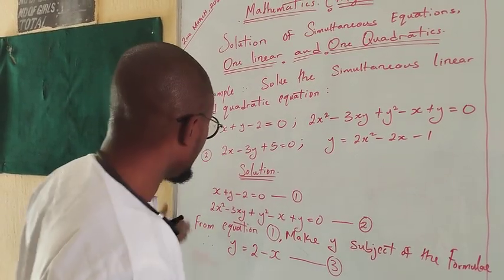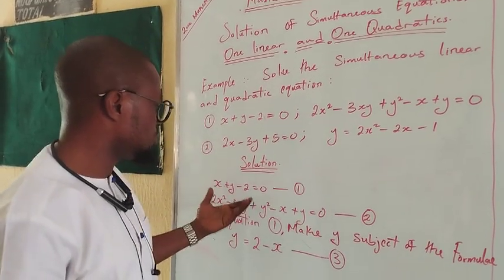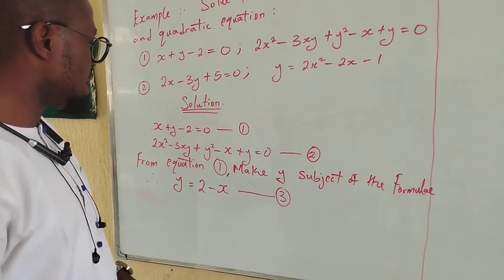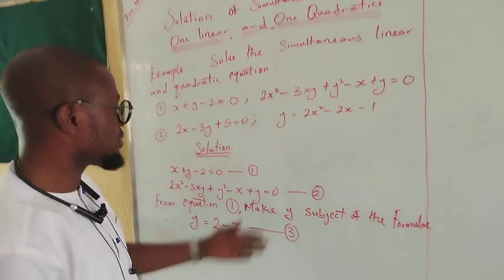elearning.imacollege.com. All right. So equation 1 is x plus y minus 2 equals 0. And equation 2 is 2x squared minus 3xy plus y squared minus x plus y equals 0.